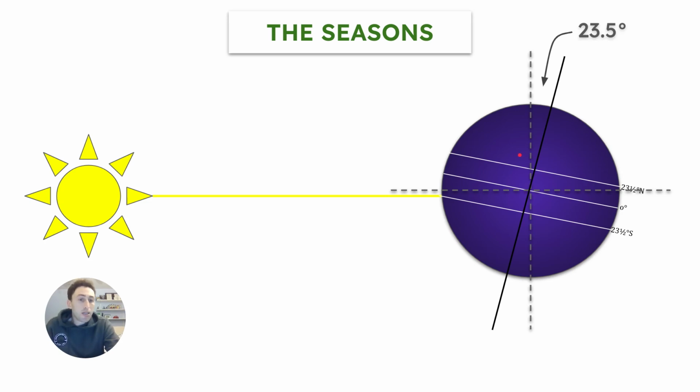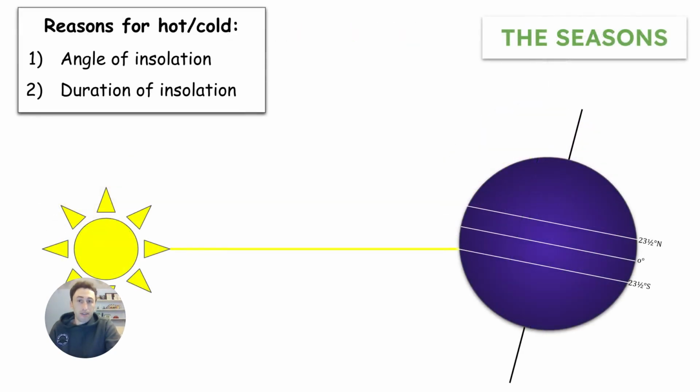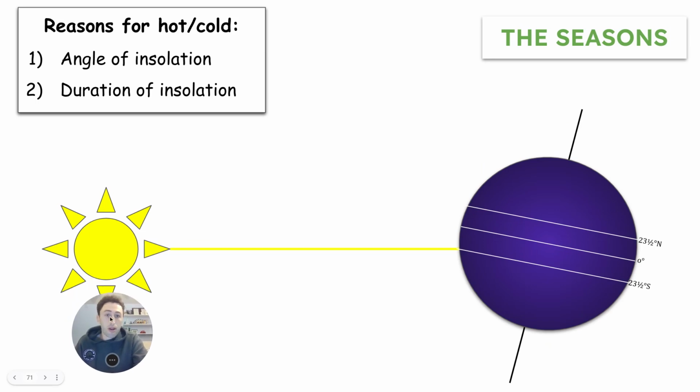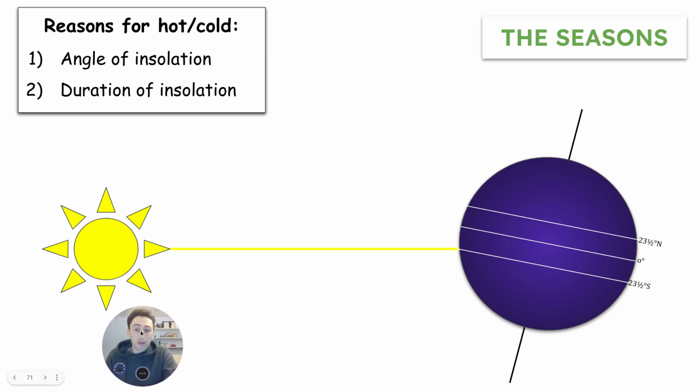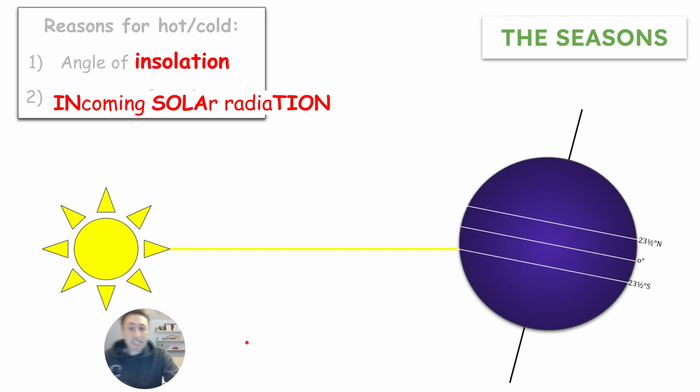Now, this tilt will cause different seasons. Sometimes it'll be hot in the southern hemisphere, and sometimes it'll be hot in the northern hemisphere. There are two main reasons why a place is hot or cold on Earth. One reason is the angle of insolation, which means how direct the sun's rays are. Insolation means incoming solar radiation, which means radiation from the sun.